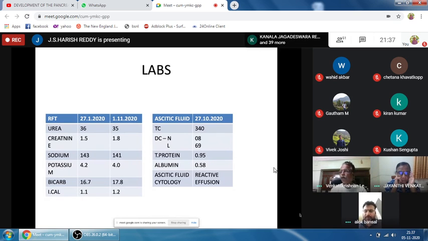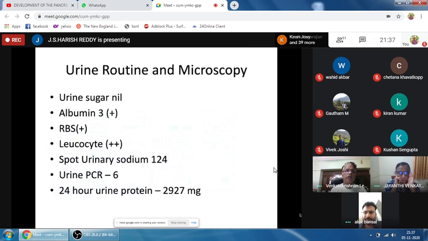Next. Yeah. Next. I want urine examination. Urine go to the protein. Urine sugar was nil, albumin was 3 plus. RBS 24, urine protein is 3 grams around.